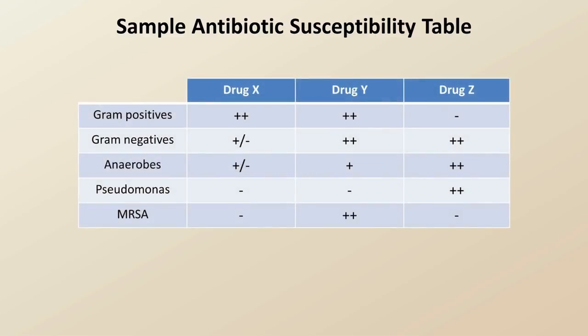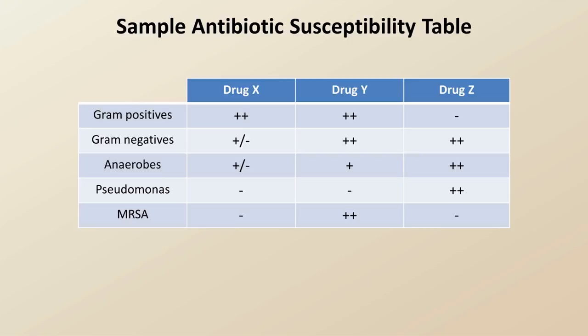In this sample, we have 3 drugs listed horizontally and 5 categories of bacteria listed vertically. You'll notice that Pseudomonas is listed separately from gram-negatives, and MRSA is listed separately from gram-positives. This separation when discussing antibiotic susceptibility is typical, as many fewer antibiotics are effective against these specific bacteria.